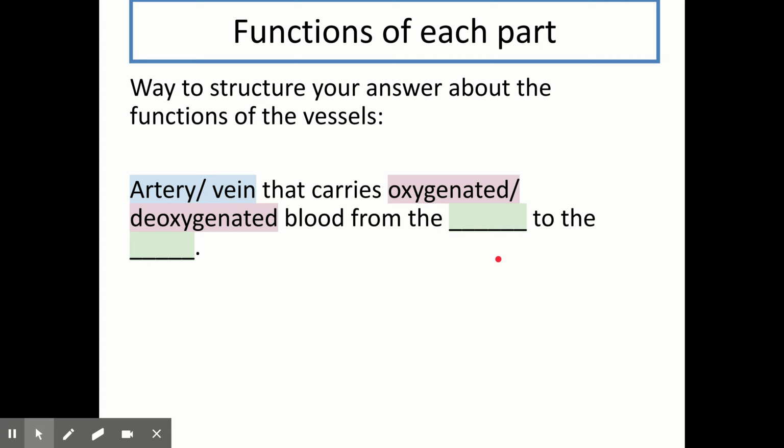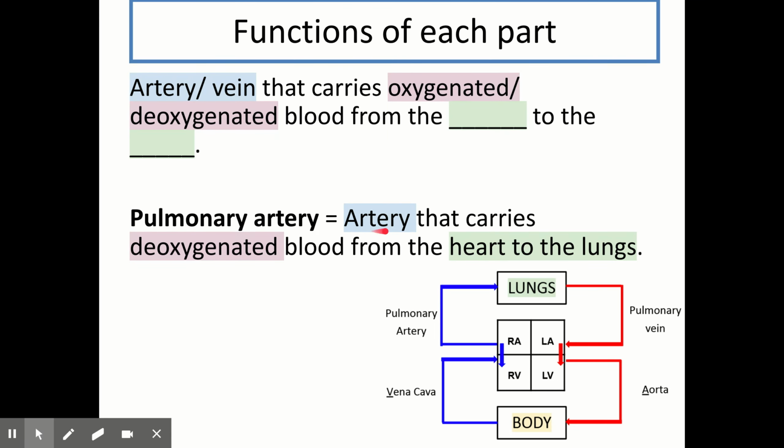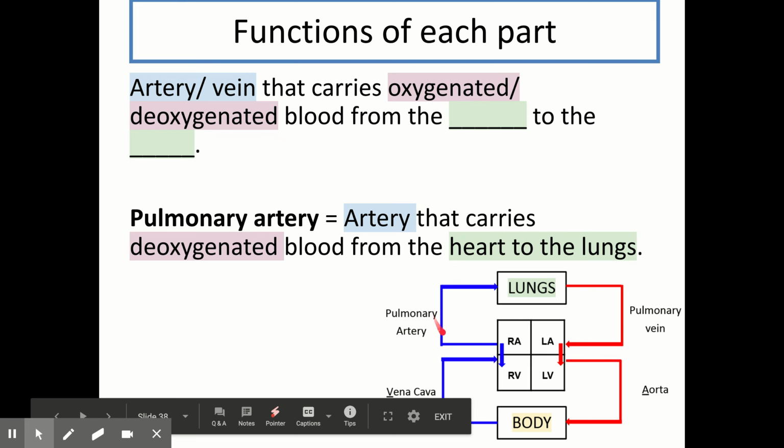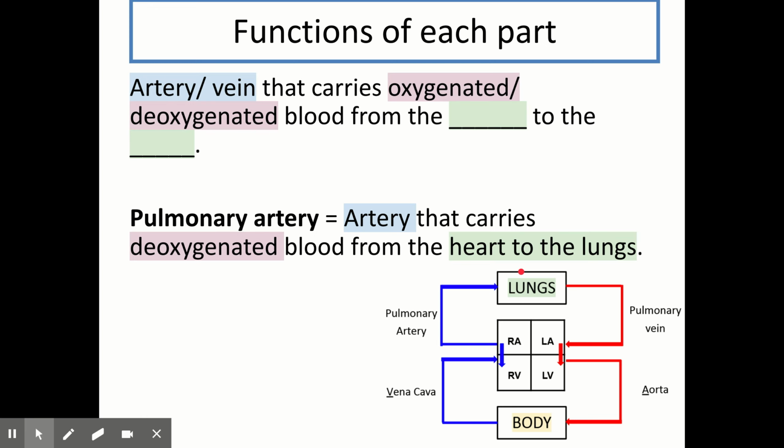For example, if I asked you to use this structure to describe the function of the pulmonary artery, you would say it's an artery that carries deoxygenated blood from the heart to the lungs. And you can see this in the diagram down here. If I've asked about the pulmonary artery, it's an artery that carries deoxygenated blood, because it's blue, from the heart to the lungs. Again, you can use your diagram to help you. Now, out loud, use the structure at the top that I've left up here to help you to say the function of the pulmonary vein. Pause the video here and play again when you're ready for the answer. You can use the diagram to help you.